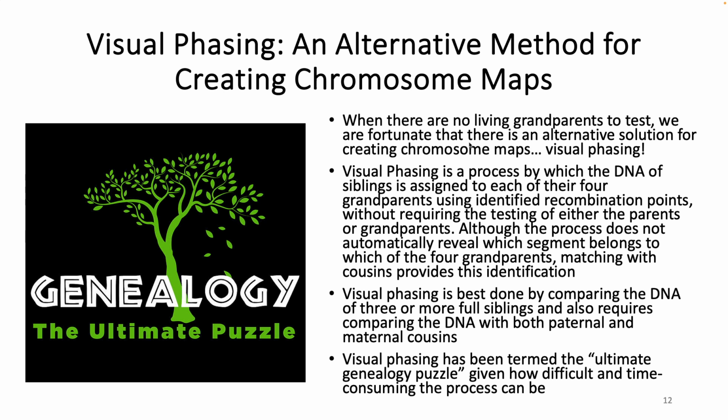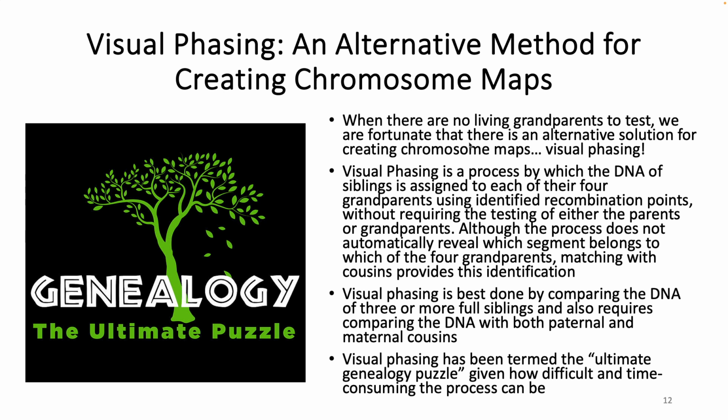And so what is visual phasing? Visual phasing is an advanced genetic genealogy technique, and it's a process by which the DNA of siblings are assigned to their 4 grandparents using identified recombination points. And you do not need the testing of the parents or the grandparents. So it's a very powerful tool.